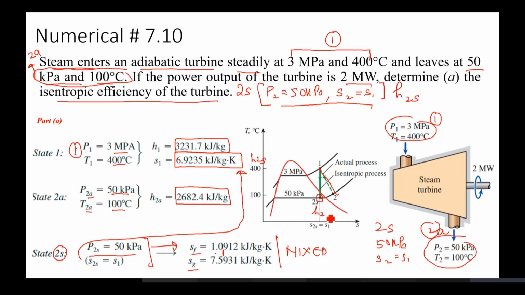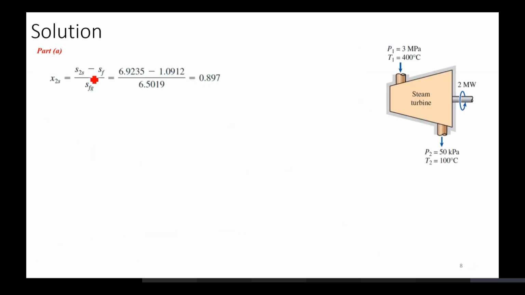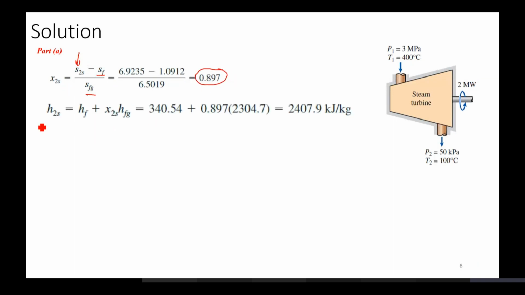So if I have to find out H2S, this region, I need to have the value of HF and HG and the value of quality. For quality, I'll use this value, S2S value. So you already know I'll use S2S, SF and SFG to find out the quality value. And once I have the quality value, I'll plug in the quality value to find out the enthalpy at isentropic state. HF, HFG, and the quality value would give me the H2S value at the isentropic state.